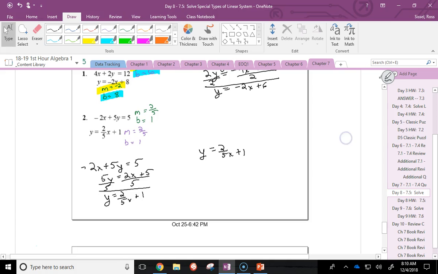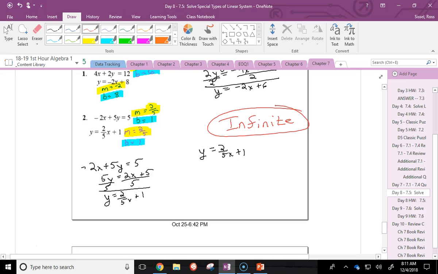And number two, we found the slope to be 2/5 and the y-intercept to be 1. What does this tell me? Reagan, what do you think? Infinite. The two lines coincide.